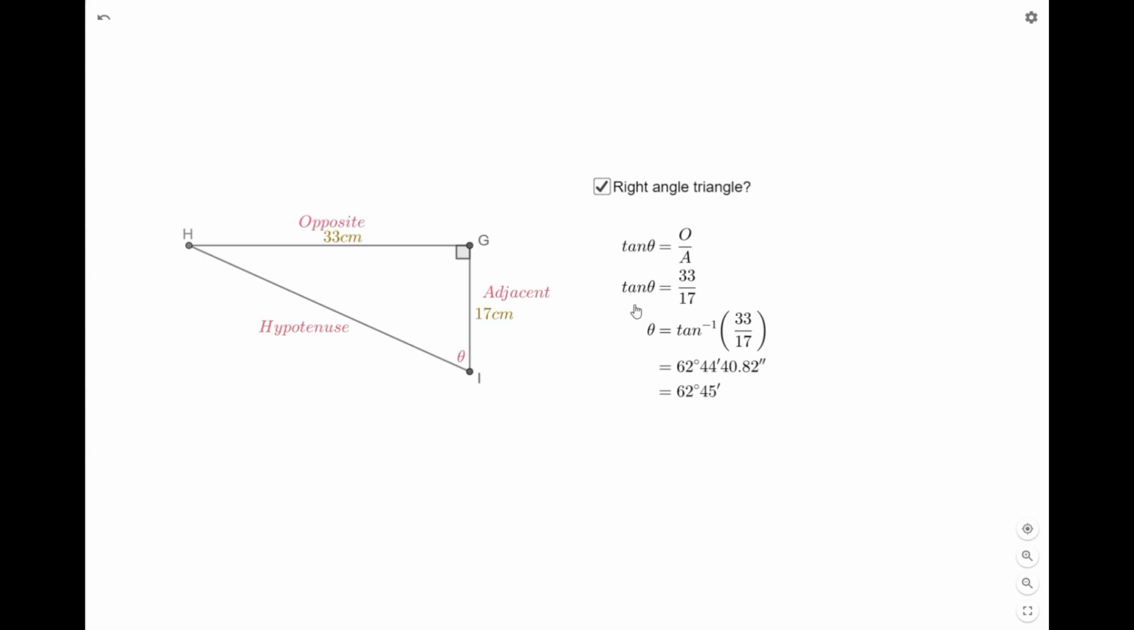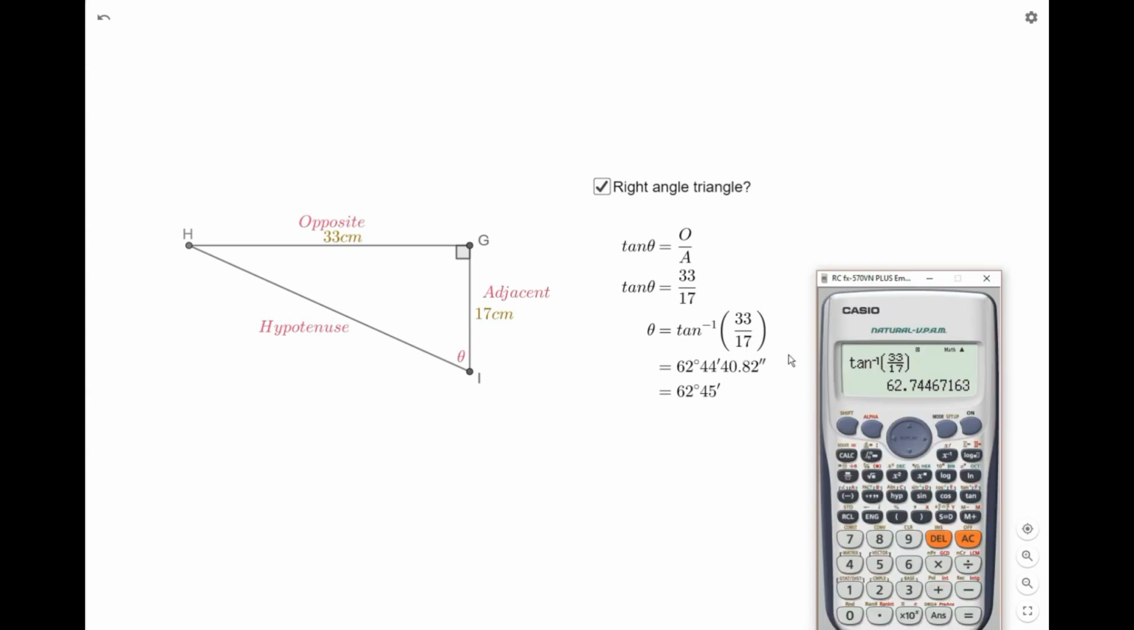So you cannot just divide by tan. It doesn't make sense to do that. What you need to do to get the theta on its own is to arctan both sides. If you arctan the left hand side, you will just get theta on its own. Then you do the same on the other side and you have arctan 33 on 17.